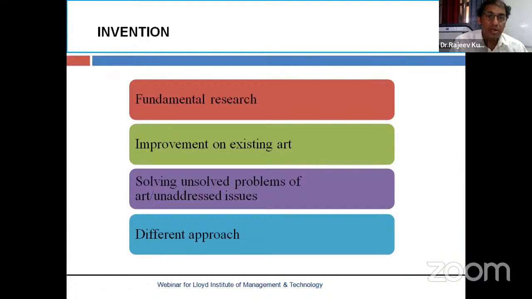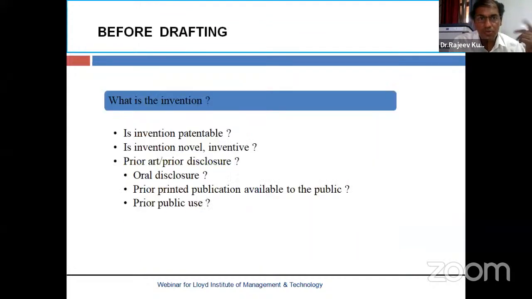And thirdly, solving unsolved problems of art or unaddressed issues. Like there are certain problems that mankind, or even the animals, are facing. The environment is being challenged by certain problems. So if you have an answer, if you have a technology to solve those unsolved problems, then that also qualifies for a patent. And if you have a different approach for solving a problem, that also qualifies for a patent. So what is an invention?